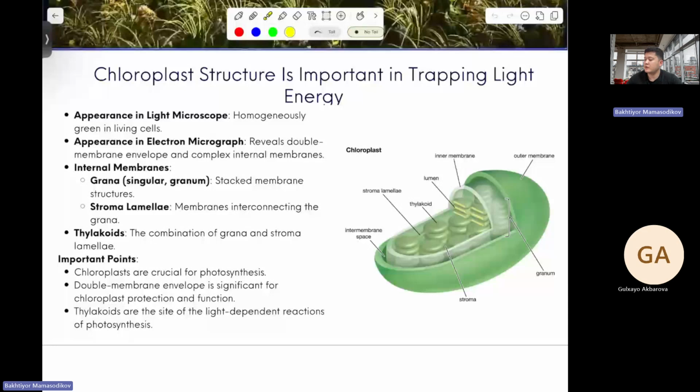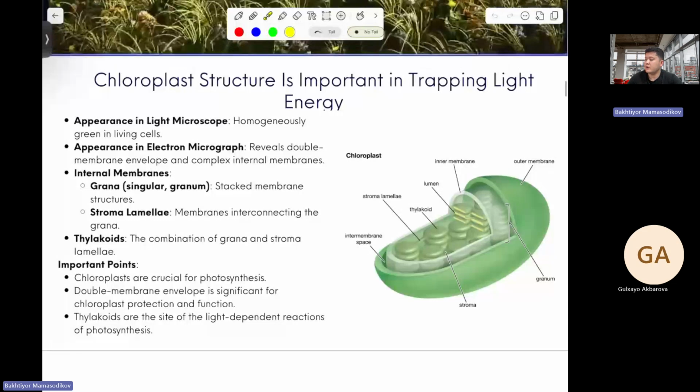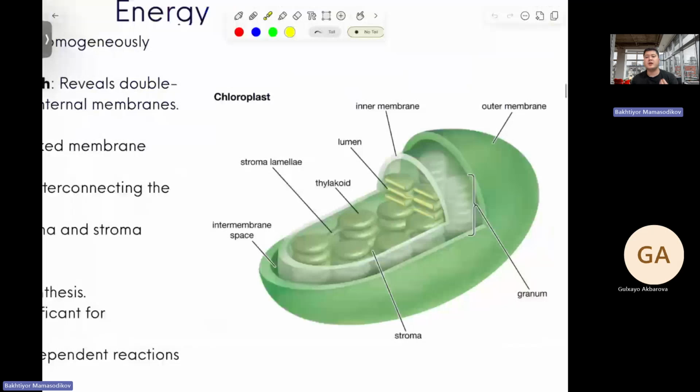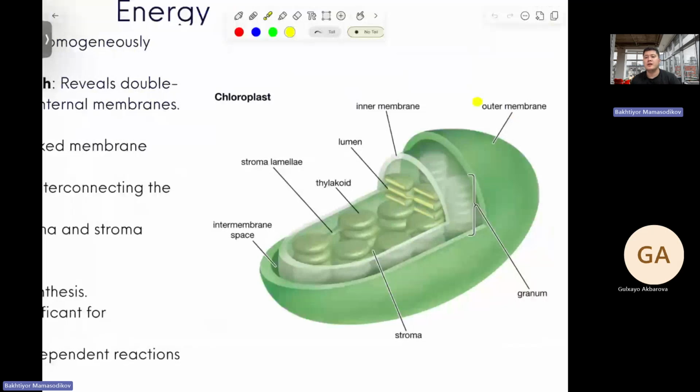This is the chloroplast. It's made of an outer membrane. This is the protective outer layer. It's like a skin, okay, that protects the organelles from injury. And it's made of the inner membrane as well. We have three organelles which are made of two membranes. This is the nucleus, this is the mitochondria, and also the chloroplasts.